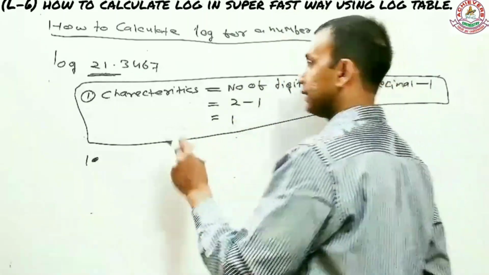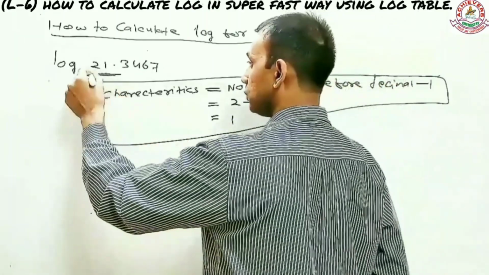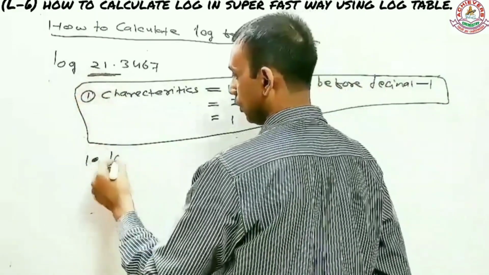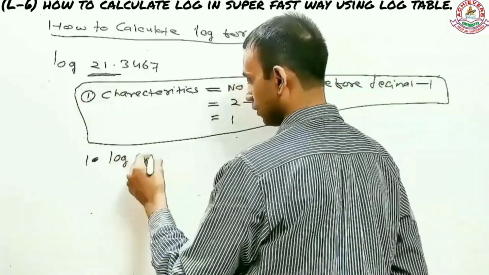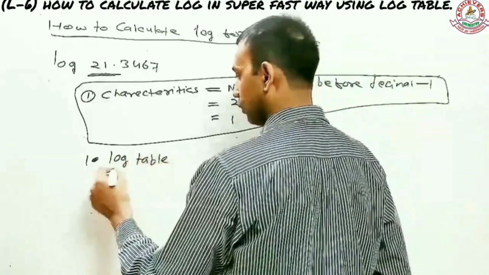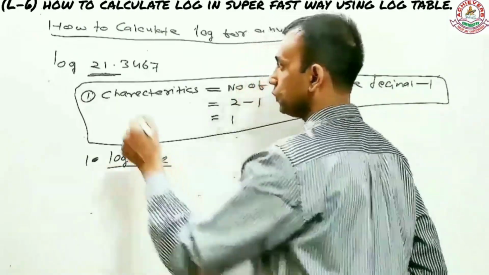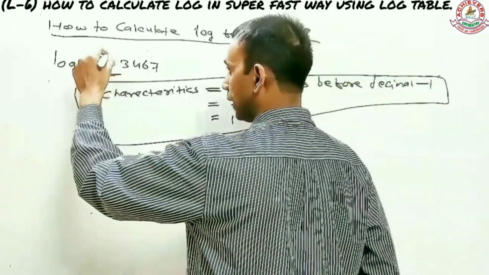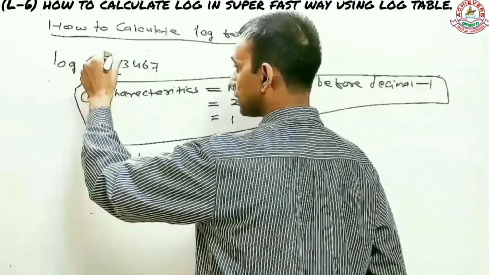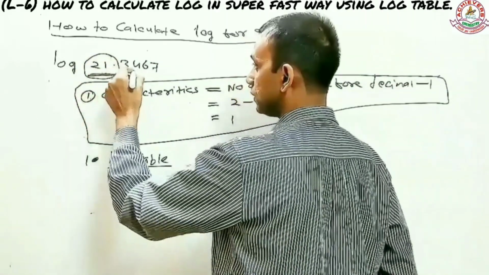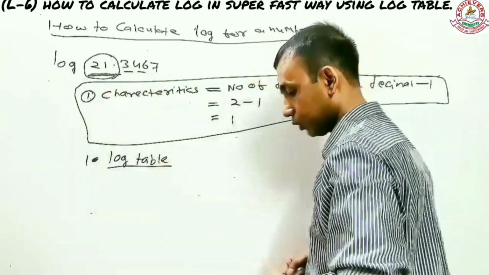And then what you need to do is use the log table. I'm going to help you with that log table. How will I use the log table? Inside the 21, I'll be looking for 3 and 4. So let me show you how.